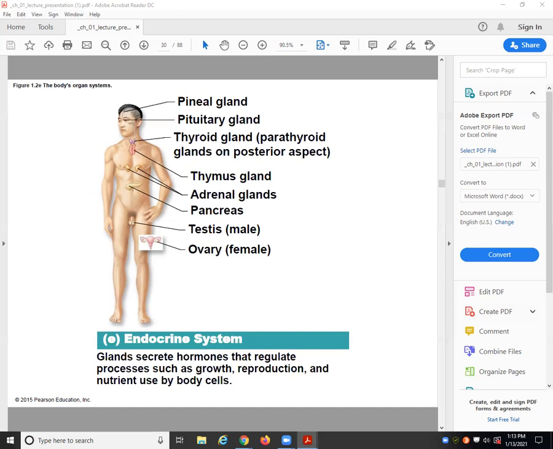All right, so this shows you locations for endocrine organs. So there's the pineal gland and the pituitary gland, thyroid and parathyroid glands, the thymus gland, adrenal glands, pancreas, testes in males, and for females, you would have the ovaries there.